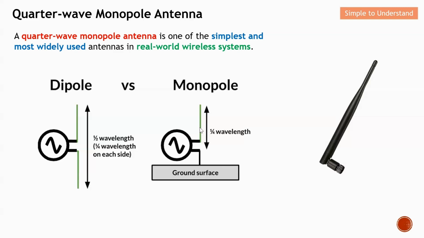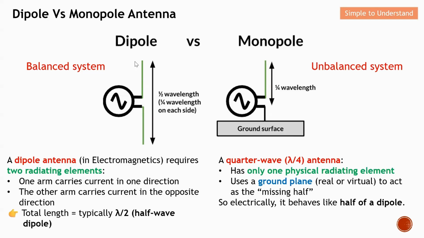I will explain a little bit more on the key difference between dipole and monopole antenna. Firstly, for dipole, it is actually a balanced system, which means that it can be configured in a differential mode. As for monopole, in fact, it's an unbalanced system. So therefore, this part can be easily connected via coaxial cable.